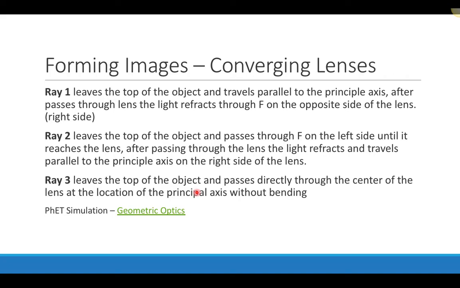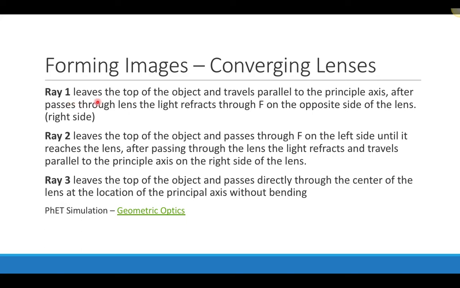So we can use the principal axis, and we can use the focal point and also the center of curvature, more specifically twice the focal length, and we can draw some rays of light that come from the top of an object that's placed near a thin lens, and using 3 different rays of light we can determine where the image is going to be formed. So the first, and I'm going to show this in a picture, but I'm going to talk through it first.